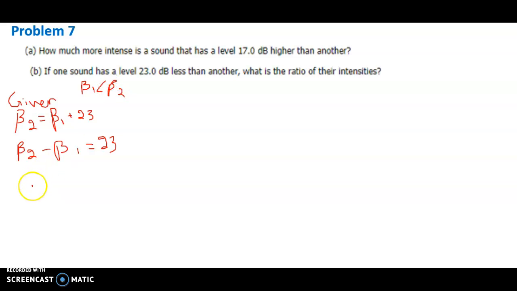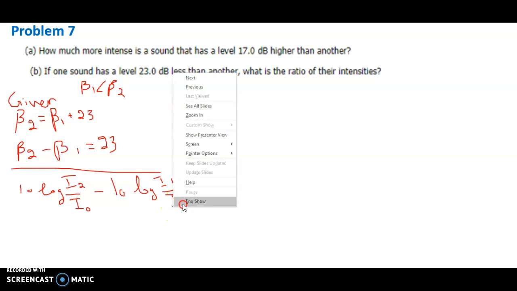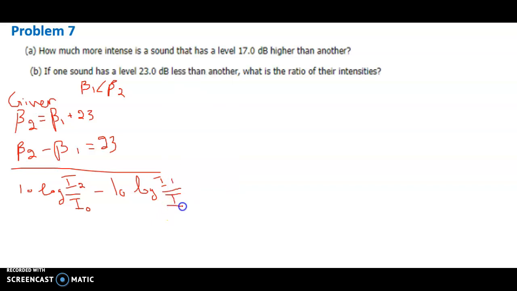Okay, so substituting, then we want to find the ratio of their intensities. So 10 log I2 over I0 minus 10 log I1 over I0. This is equal to 23.